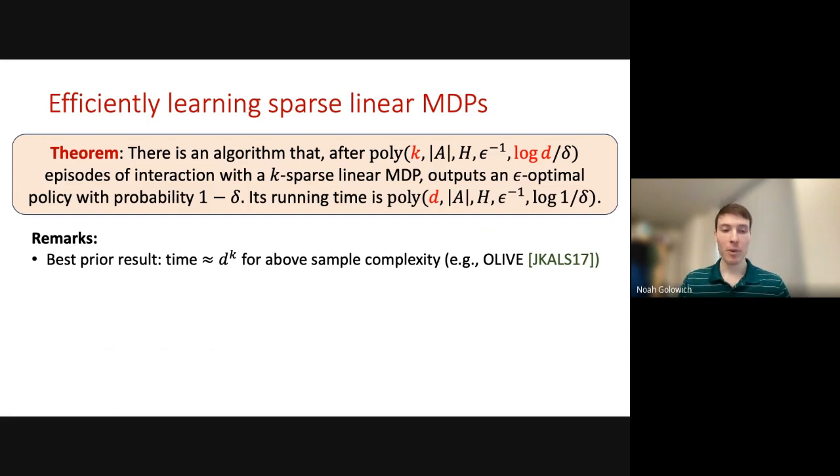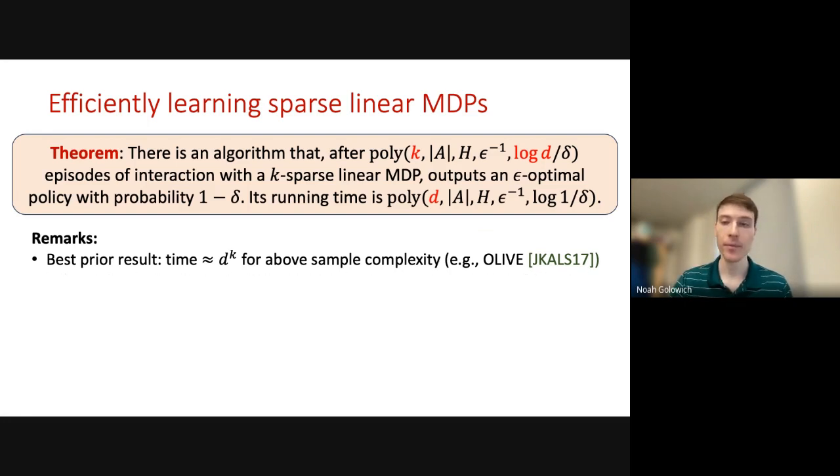Okay, now let me give a few remarks. The best prior result for the sample complexity, namely one which scales as a polynomial in K and log D, is to have computational cost roughly D to the K. So it's exponentially worse than our algorithm in the sparsity K. And this is achieved by any number of recent algorithms which use the principle of global optimism. For instance, Olive achieves this guarantee.